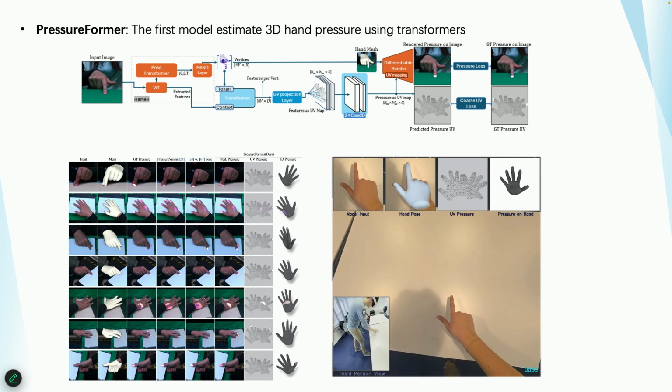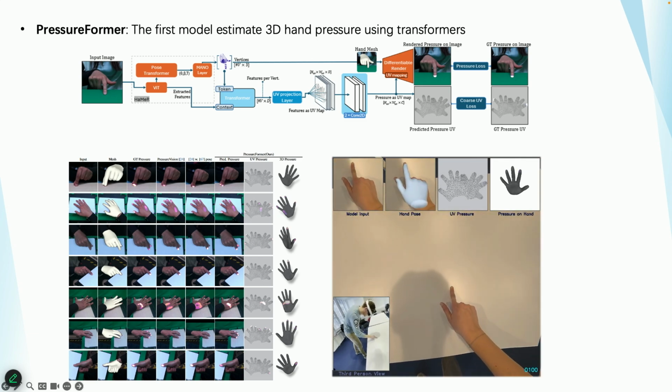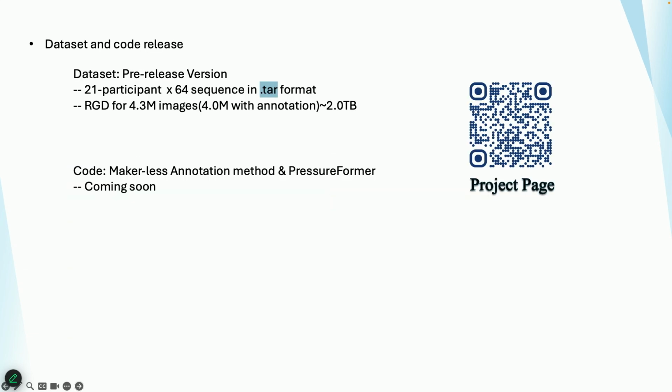Okay, so this concludes, but not quite. I want to talk about the dataset and code release. Currently the dataset is already released. It has 21 participants and 64 sequences. Currently I only provide RGB, sorry, it's RGB, not RGBD. RGB with 3.3 million images and around 2 terabytes, and the code for the markerless annotation and PressureFormer will come soon. Thank you.